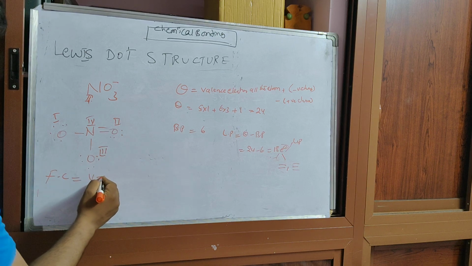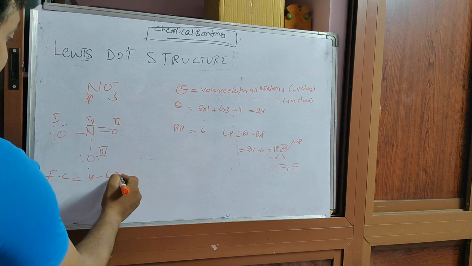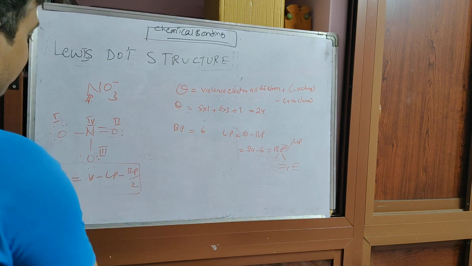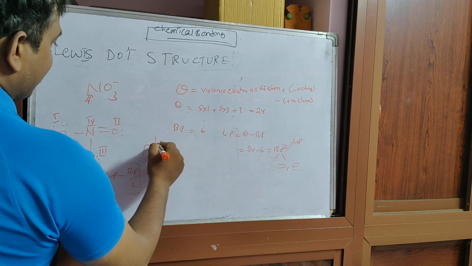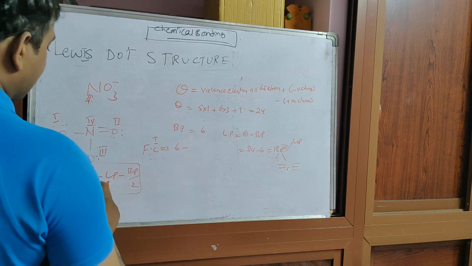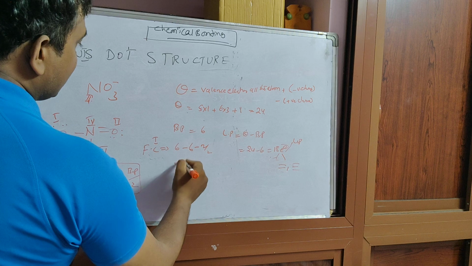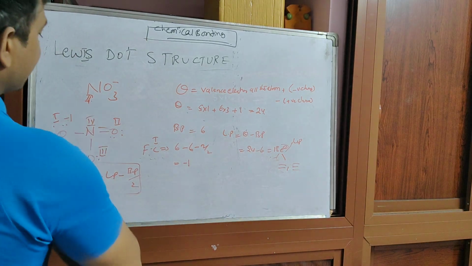Formal charge is equal to valence electrons minus lone pair electrons minus bond pair by 2. This is one of the important formulas you have to remember. If you want to calculate the formal charge of oxygen 1, valence electrons 6 minus lone pair electrons 6, bond pair is 2 by 2, 6 minus 6 is minus 1. In this case we get minus 1.